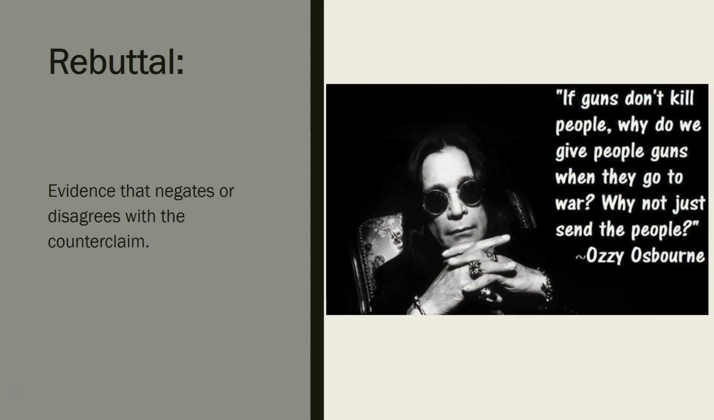That says, well, if guns don't kill people, then why don't we give guns to people? Then we go to war. Makes perfect logical sense or whatever. Not really, but that's all right. We're not talking about good structure on those memes on the side. Just this idea that if guns don't kill people, whatever. So you have that rebuttal. Now, those are the steps of the Toulmin method.